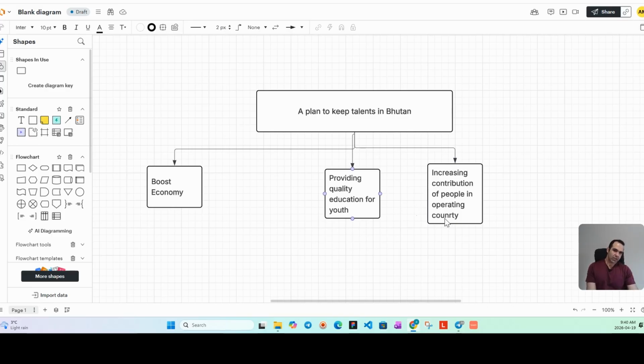So they can actually change the rules. I mean, the talents or the people can change the rules, can change the situation and environment to what they want and to what they wish. So they can stay in Bhutan because they have a good job and they are qualified for the job and they also like the environment that they live in.